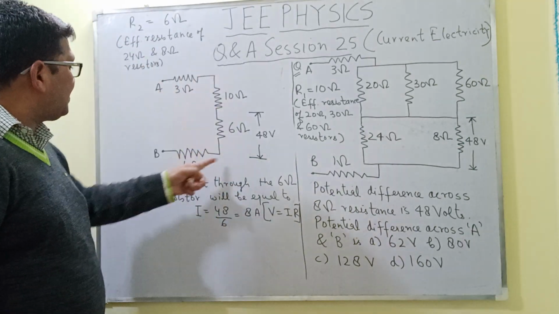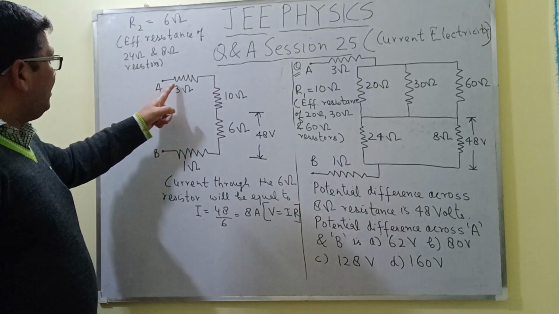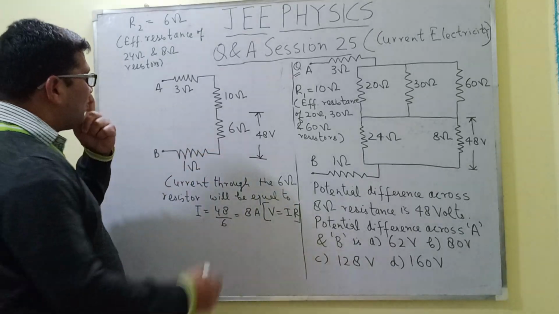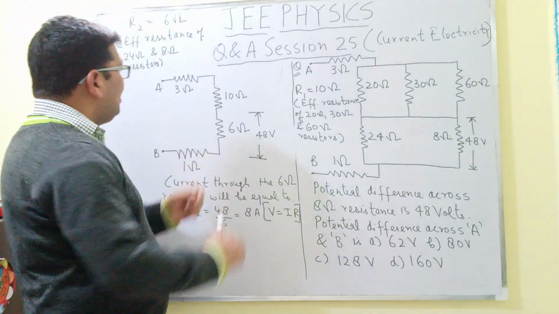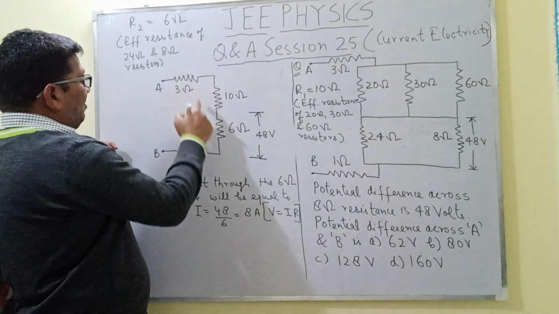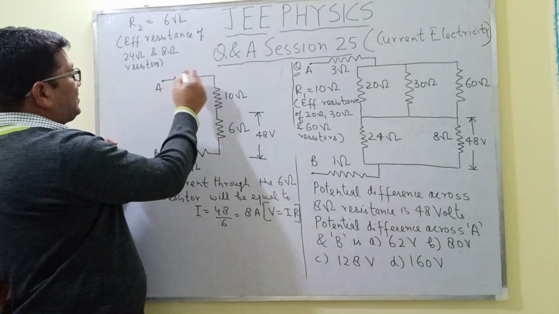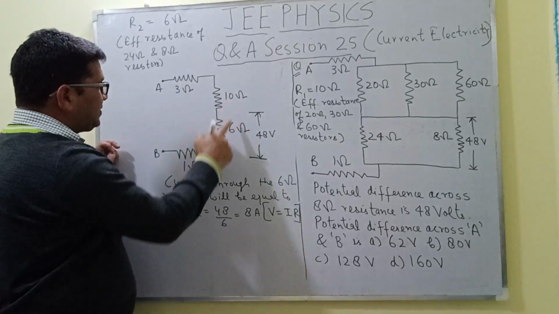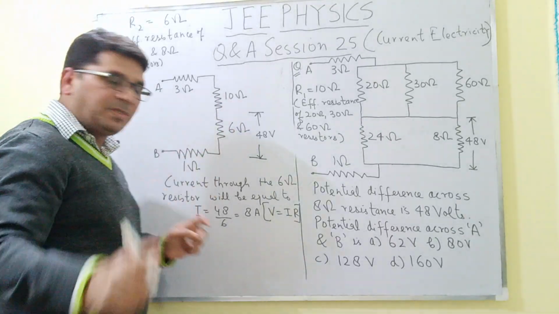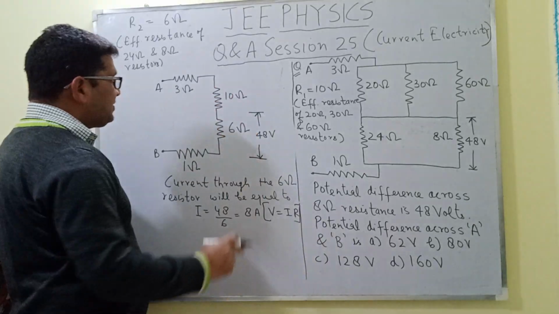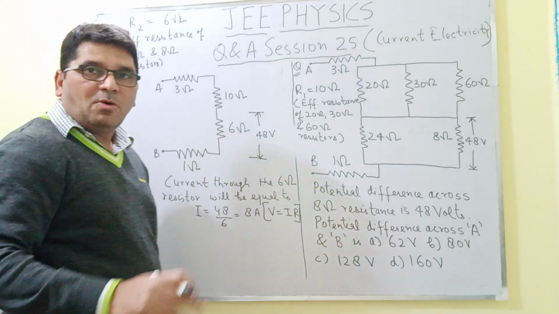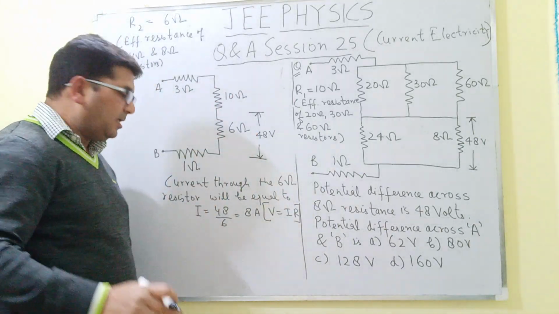Now, this is a series circuit, and so since the current which is flowing through this resistor is 8 ampere, therefore the current which will be flowing through this 3 ohm resistor, 10 ohm resistor and the 1 ohm resistor will also be equal to 8 ampere, because in the series circuit the current through all the resistors will be the same.